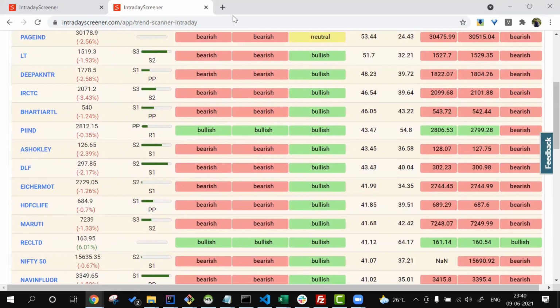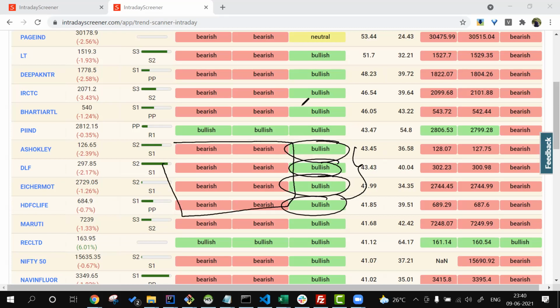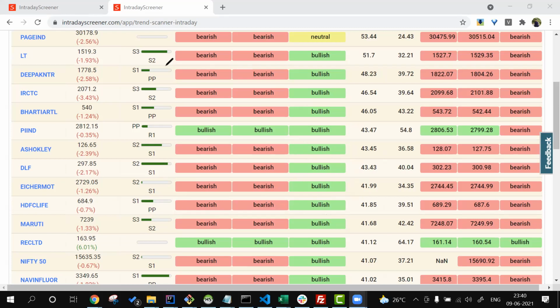However, you can use this trend scanner to find the general trend. For example, you can see Ashok Leyland, DLF, Eicher Motors, all these are bullish on daily chart, but on a smaller time frame chart, they have become bearish. That means there is a short-term correction going on.